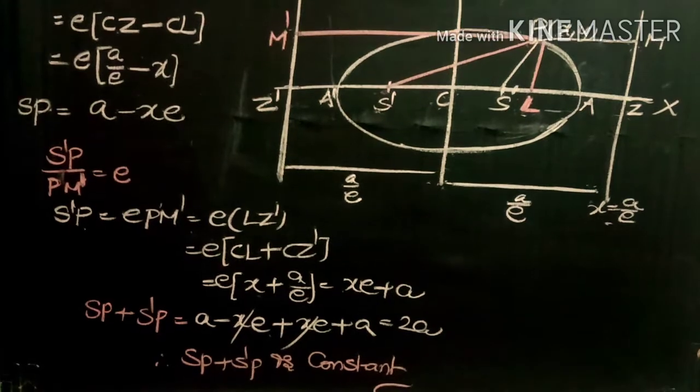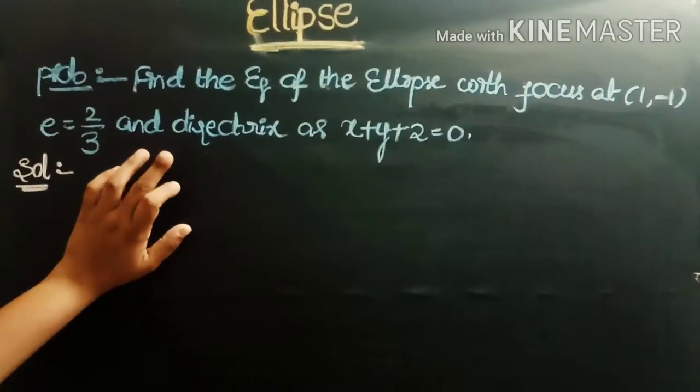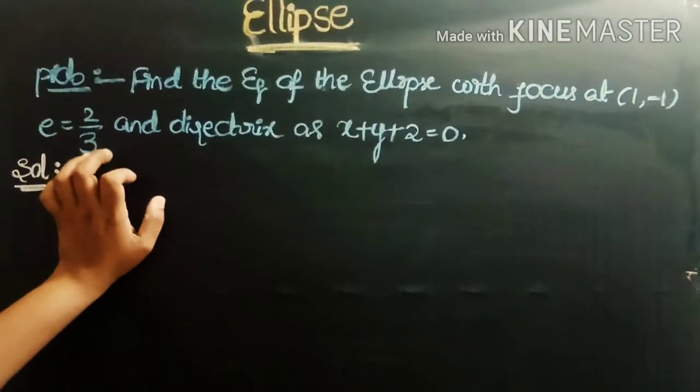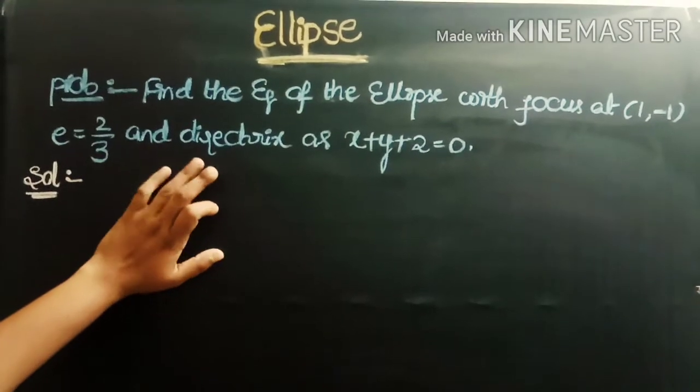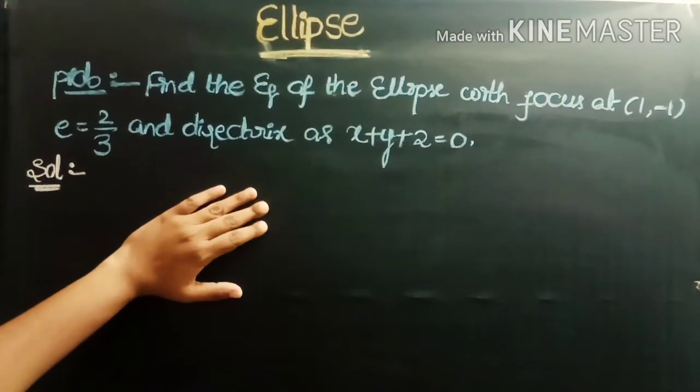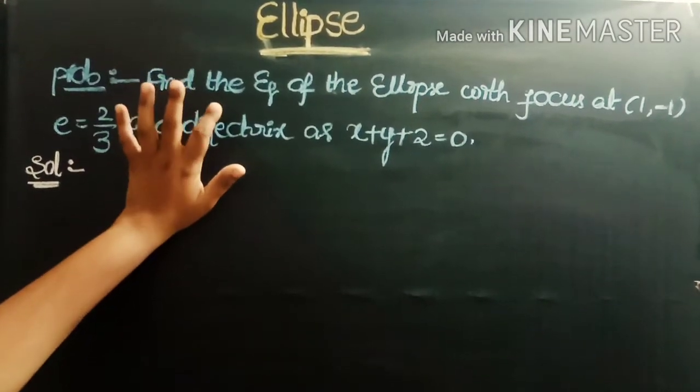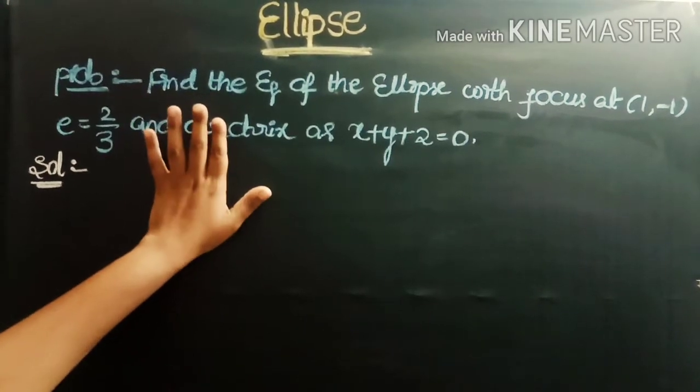That's all. This is the answer. Next problem: the equation of the ellipse with focus at (1, -1), e equal to 2/3 and directrix x + y + 2 = 0. Find the equation of the ellipse. We have to find the equation of the ellipse here.